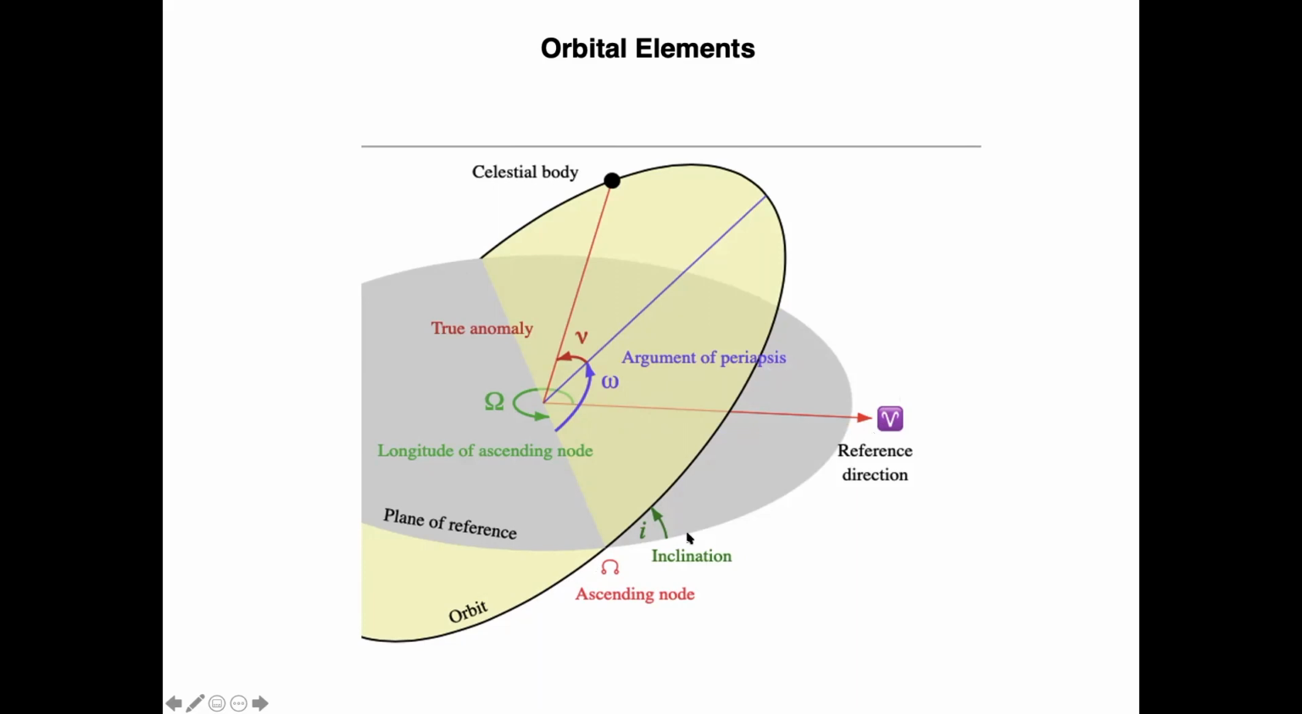So these 6 parameters, the semi-major axis, the eccentricity, the inclination, the longitude of the ascending node, the argument of periapsis, and the true anomaly define the orbit and the position of the planet in the orbit. Right, so these are the elements of the two-body problem.